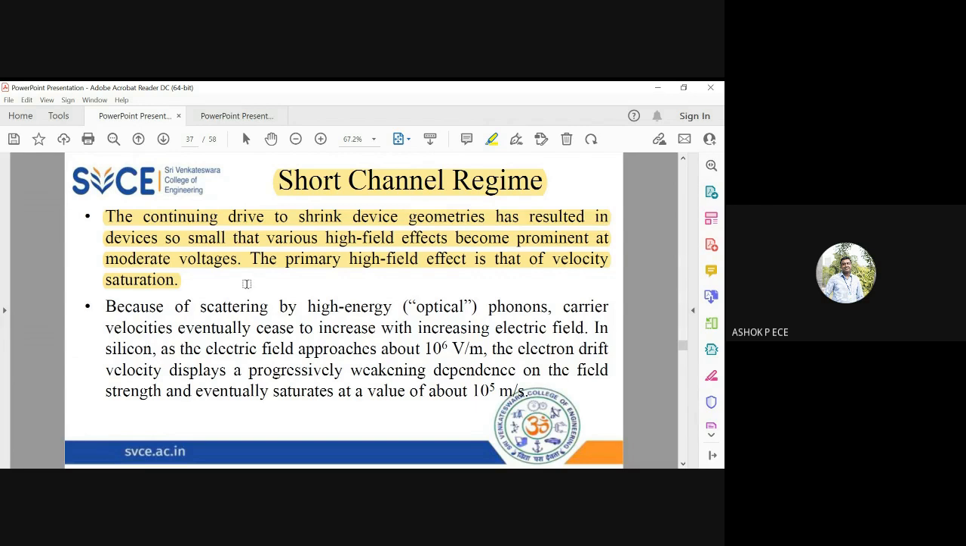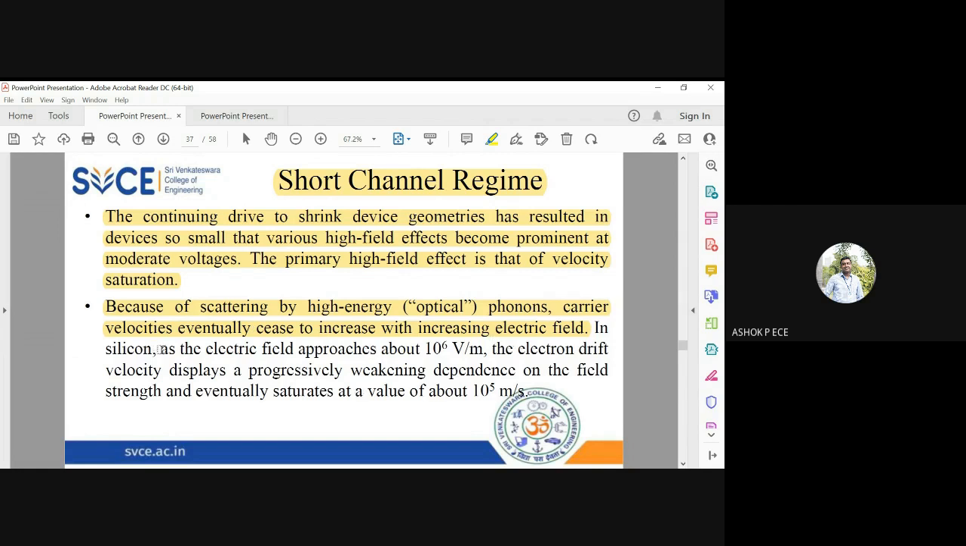So the electric field will impact the velocity. The velocity will impact the movement of charges. So everything will be impacted because of having a short channel. Because of scattering effect at smaller channels, the carrier velocities will eventually cease to increase with electric field. Even though when you apply a large electric field across a short channel device, actually the velocity should increase. When you give more voltage, the electron should be moving very fast. But because of scattering in the short channel device, that velocity is not increasing, but it is decreasing.